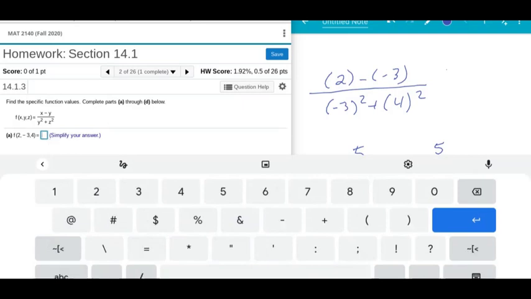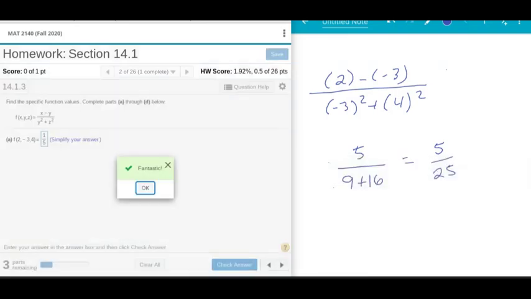So let's type that in. So 1 divided by 5. All right, and that's all that requires.